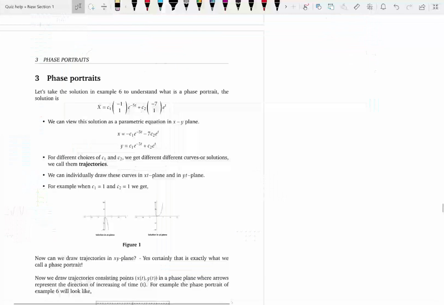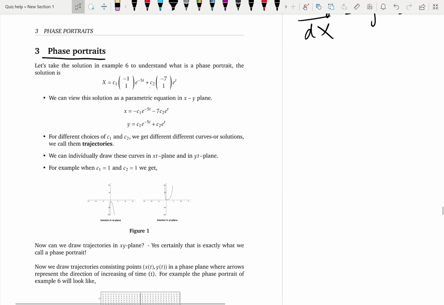Alright, so now what we are going to do is understand how to analyze a system of differential equations qualitatively. We did a similar thing in chapter 2 with first order differential equations, for example dy over dx equals y minus 3, where we drew the slope field. The analog for the slope field in a system of differential equations is the phase portrait. So let's learn how to draw a rough sketch of a phase portrait and how to analyze it.